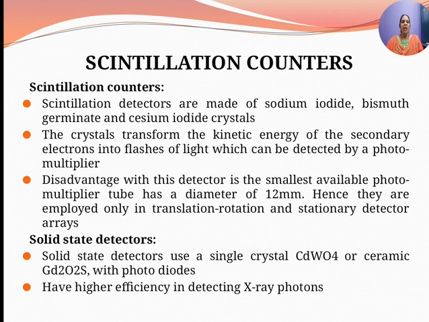So, the scintillation counter is used in combination with the photomultiplier. There are certain crystals which produce flashes of light when electrons strike these surfaces. The kinetic energy of the secondary electrons is turned into flashes of light, which can be detected by a photomultiplier. The disadvantage with this detector is that the smallest available photomultiplier tube has a diameter of 12 mm. Hence, they are employed only in translational and rotation and stationary detector arrays.